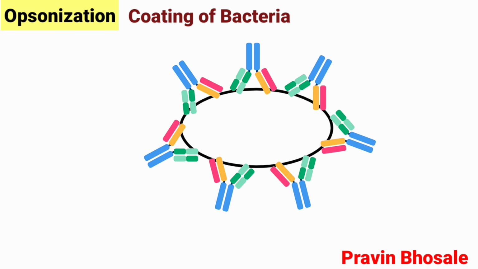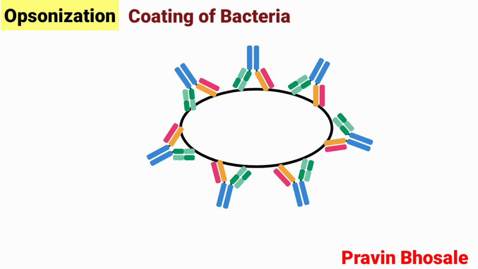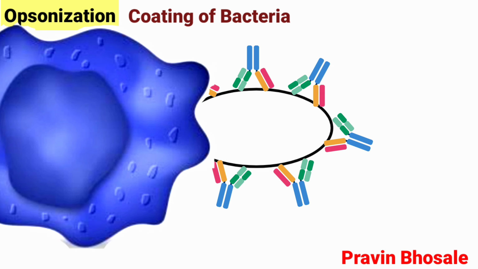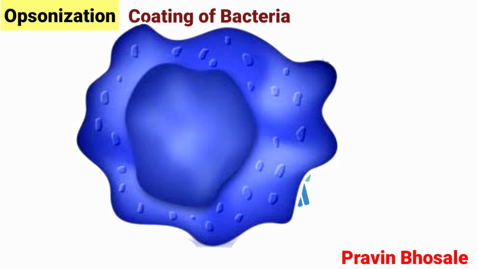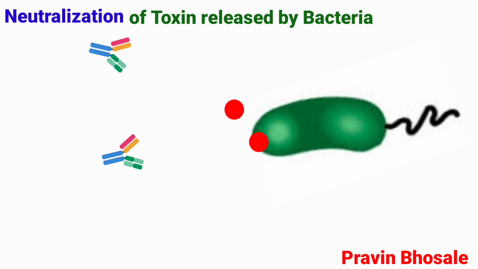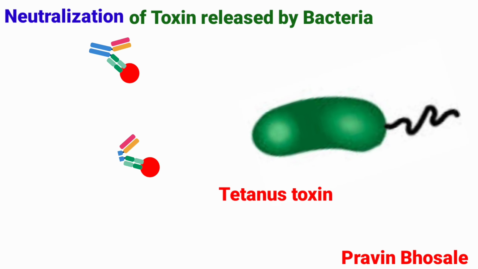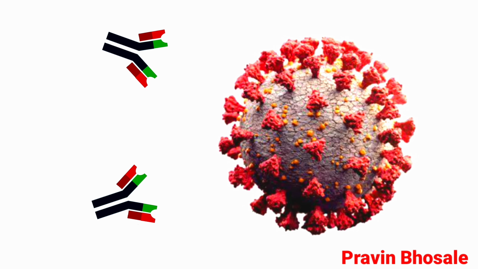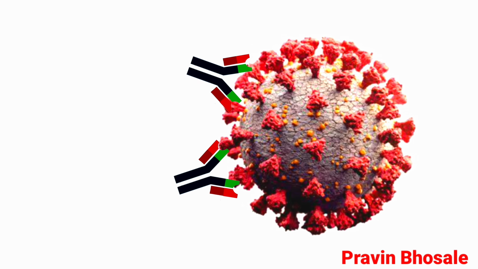Opsonization, or coating of bacteria to facilitate their subsequent phagocytosis by macrophages. Neutralization of toxins released by bacteria, for example tetanus toxin. Each antibody is specific to a particular antigen.